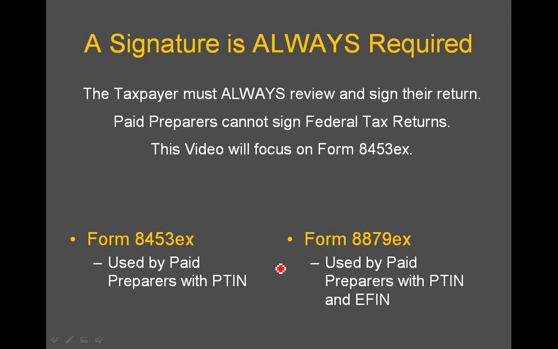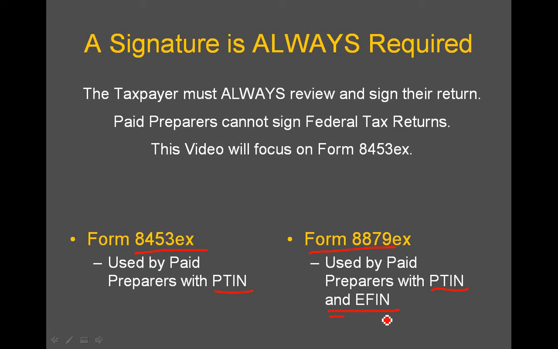Now, there are 2 forms that you can use to get the signature from the client. The first is the 8453EX, and that's used by paid preparers when they have a PTIN, or a Preparer Tax Identification Number. If you have questions about the PTIN, we have another YouTube video that talks about PTIN specifically. You should check that one out. The second form is the 8879EX, and that's used by paid preparers with a PTIN and an EFIN. An EFIN is the Electronic Filer's Identification Number, and we have another YouTube video about that. If you have questions about the EFIN, check that out.